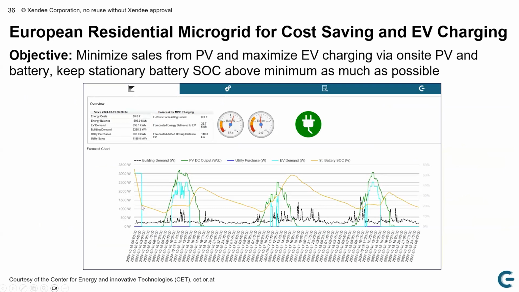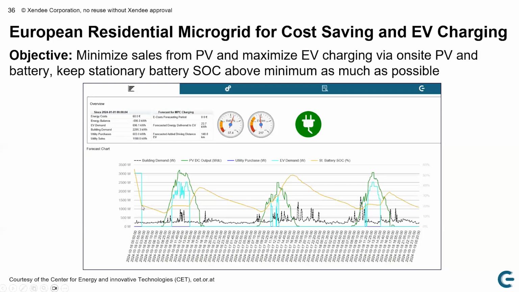It has to stop here because it cannot go below 10% before the sun comes out again. So it's a very predictive methodology to actually achieve our goals here. And we call this model predictive control. And the last example that I have here is again around UC San Diego, which has a more sophisticated control.